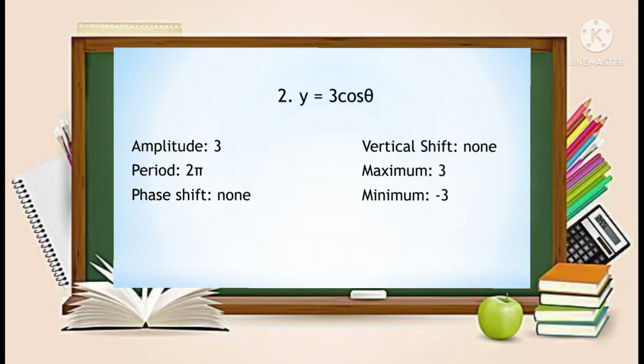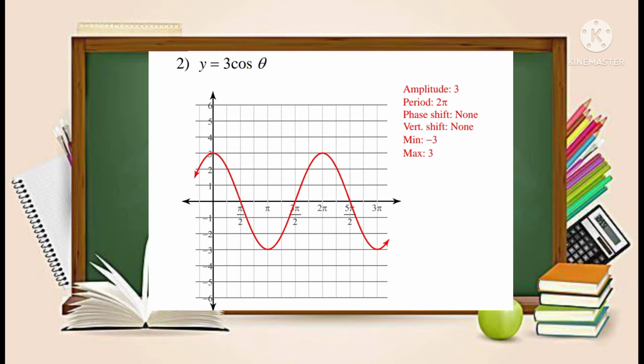Here are the final answers for y equals 3 cosine theta. Amplitude 3, period 2 pi, phase shift none, vertical shift none, maximum 3, and minimum negative 3. As we can see, the graph of y equals 3 cosine theta shows the upward and downward movement from the origin. It starts from the maximum value of 3, goes across pi over 2, and goes down to pi, and goes up across 3 pi over 2, and goes up to 2 pi, and goes down to 5 pi over 2, and goes down to 3 pi.